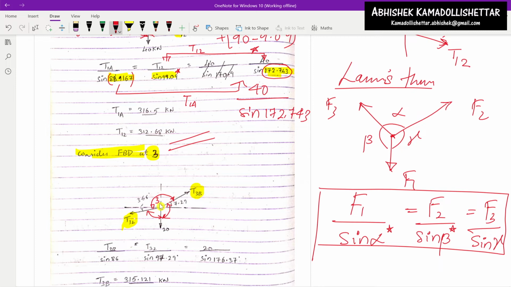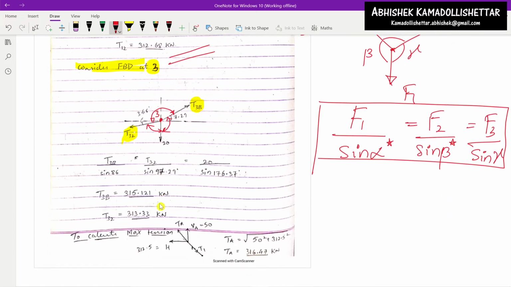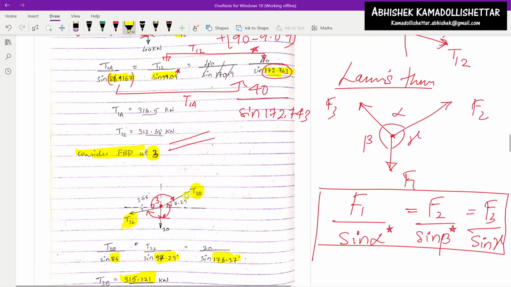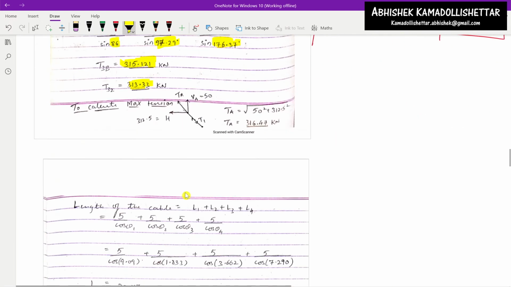So all the angles have been given here. So T3 by sine 86, I have told you already how to calculate the angles. Similarly, on that basis itself, all the angles have been calculated. So now finally you will get the answer T3B as 315.121, and T32 as 313.33 kilonewton. Now all the member forces are available to us.